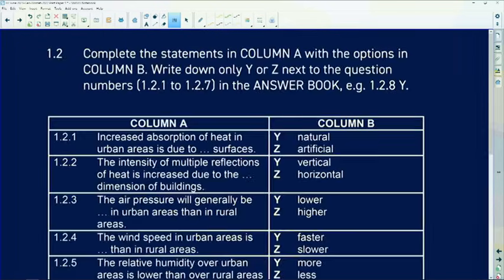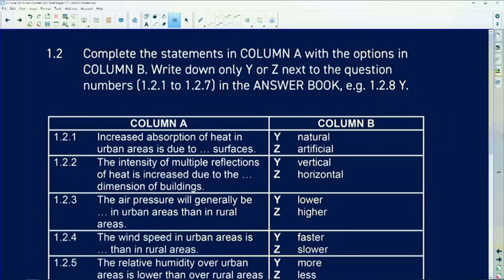Okay, question 1.2. Right, once again, short answer question. Very importantly over here, know your concepts. Vitally important, especially with geomorphology, when we look at drainage basins. Okay, let's match column A with column B. Now let's just quickly have a look at this. Complete the statements in column A with the options in column B. Write down only letter Y or Z next to the question.